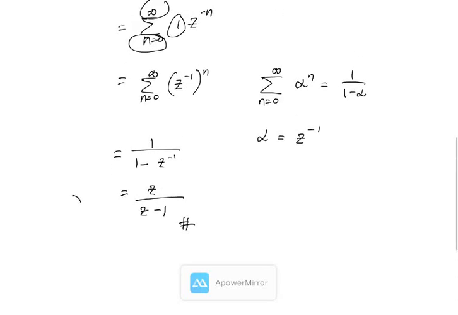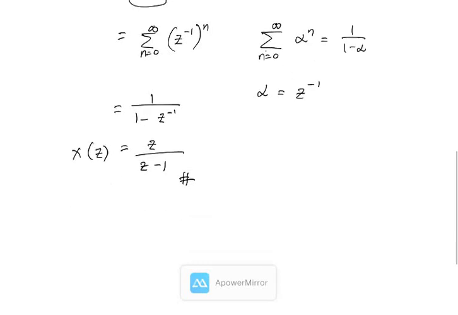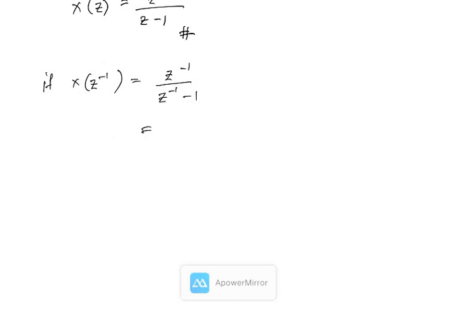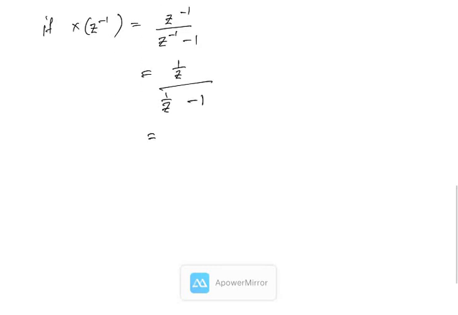Okay, so this value is for X(z). If X(z) minus 1, what will this equal to? This means the z will change to z minus 1. So I get z minus 1 minus 1. This means z to the power of minus 1 is 1 over z. So I check it, 1 over z. Then what do I get? I will get 1 over 1 minus z.